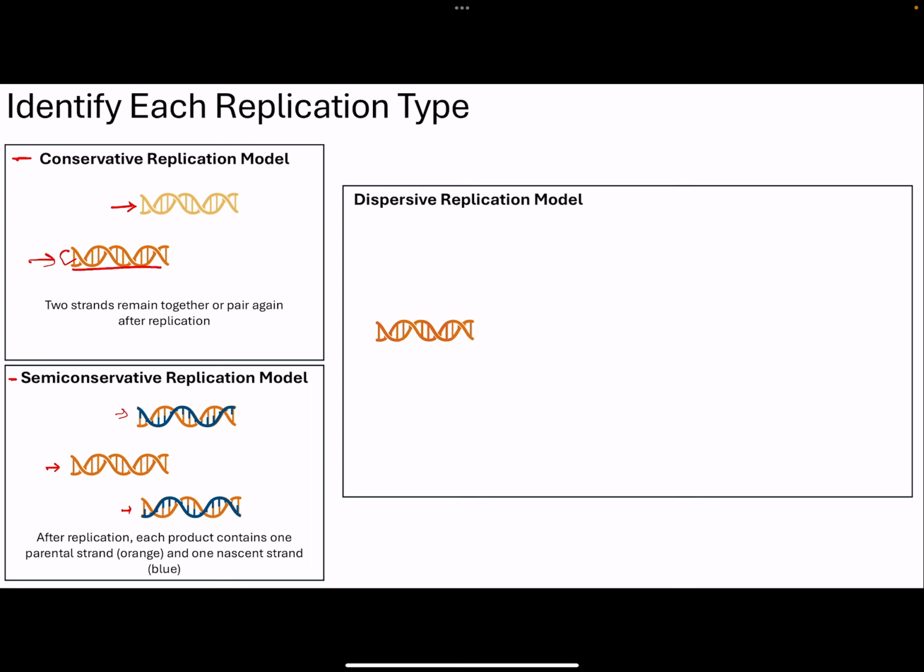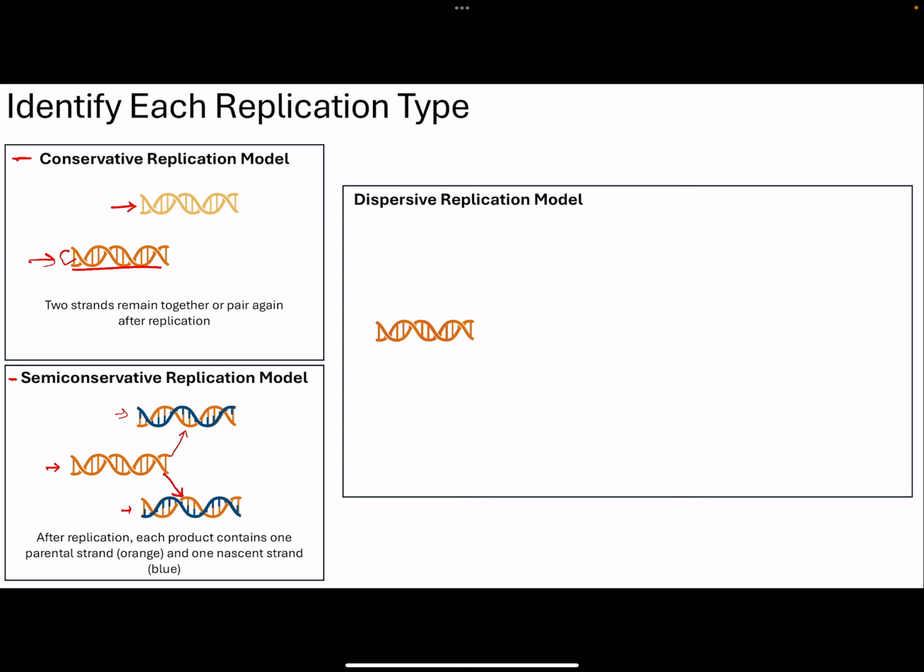So with the semi-conservative replication model, instead of using the entire molecule as a template, we're taking this molecule, unwinding it, and using one strand as a template for the two replicated molecules that are produced. So in particular, this strand was used as a template to produce that molecule, and this strand was used as a template to produce that molecule.